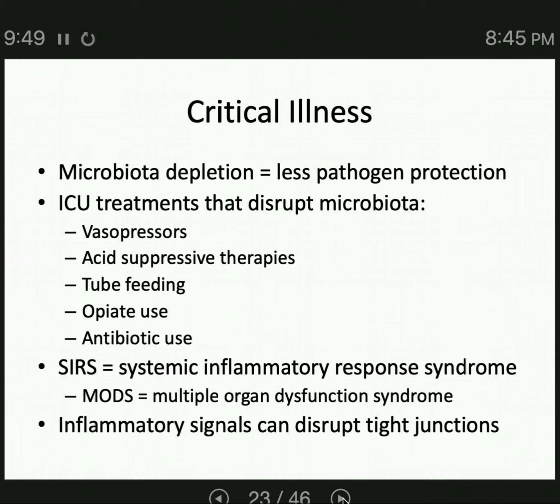Now, we've talked about how the human microbiome affects immune system development, but I also want to talk specifically about critical illness. So this is not just about early immune system programming. This is also about later in life loss of the microbiome when we're talking about antibiotic treatment.